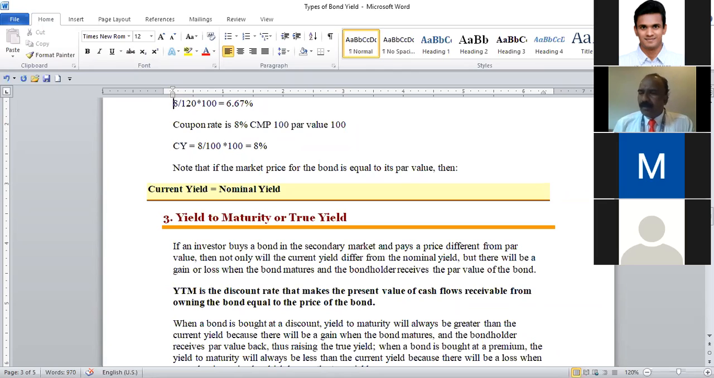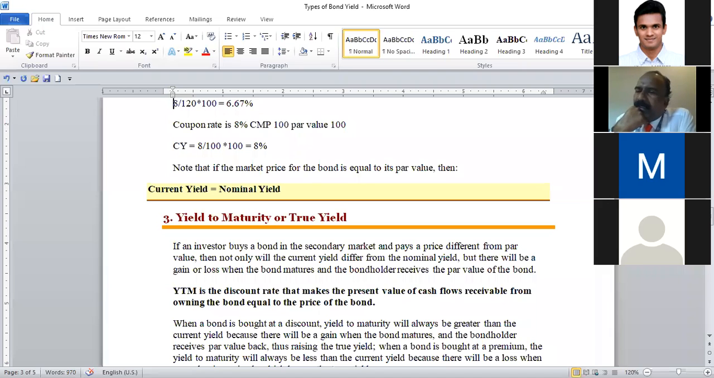So when I is greater than R, the value of the bond is greater than the face value of the bond. That is, the interest rate is greater than the required rate of return, and the market price of the bond is greater than the face value, that is, the par value of the bond.